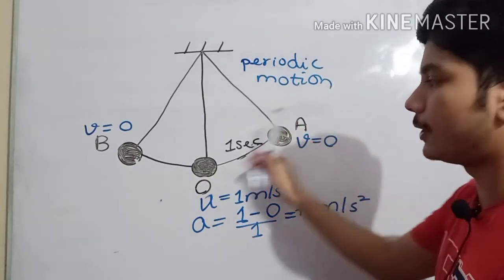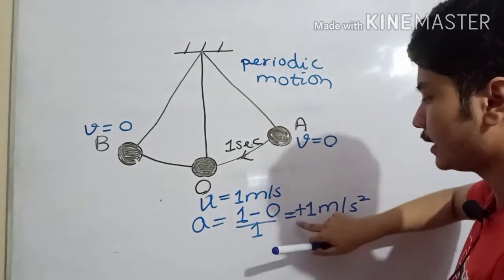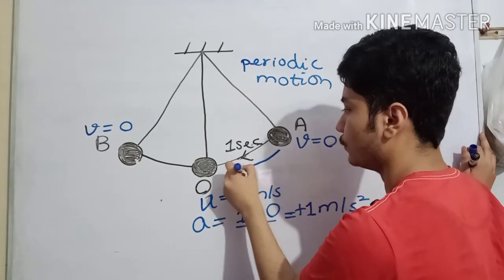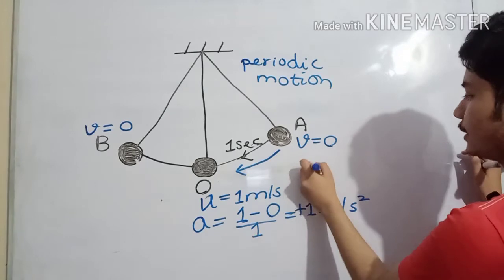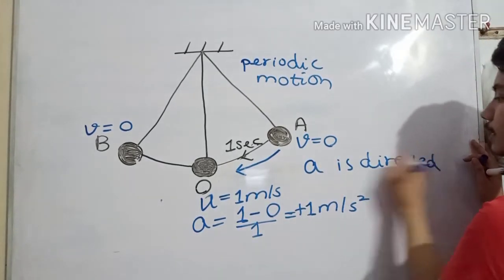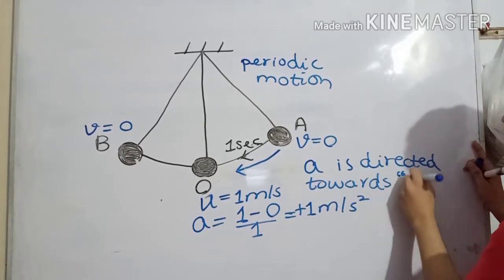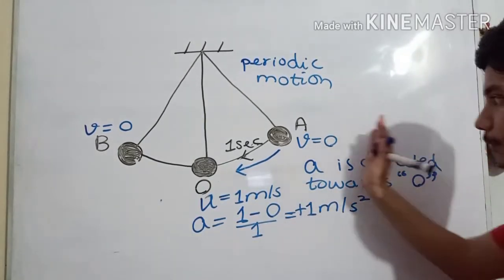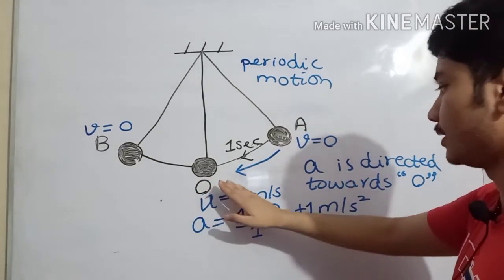So where is the bob moving towards? It is moving towards the mean position, and since acceleration is positive, the direction of acceleration will also be towards the mean position. Here you can see the acceleration is directed towards the mean position, or you can say at point O. The point O is the same as the mean position. So the first concept has been made clear, that acceleration is always directed towards the mean position.